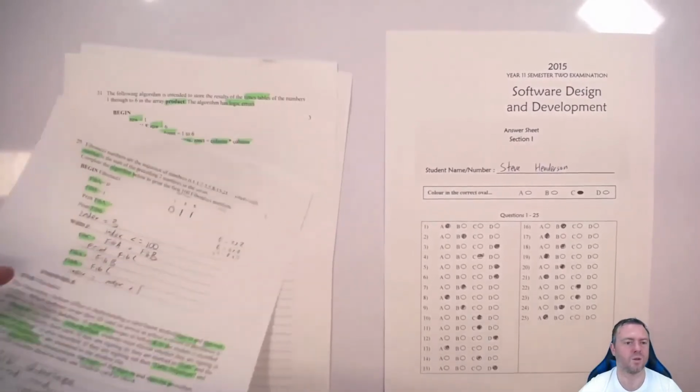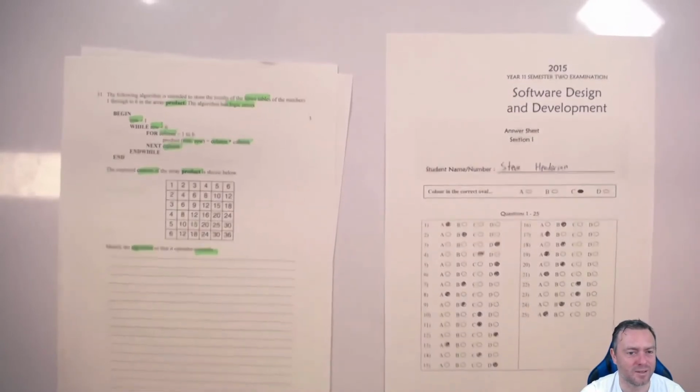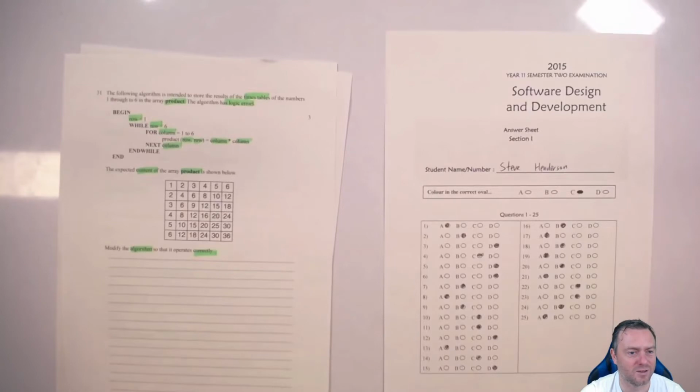Awesome. 2D arrays, here we go. So we're going to have something that stores the timetables of the numbers 1 to 6 into an array product, which has a logical error. So you begin, row is equal to 1, while the row is less than 6. So straight away I see a problem there. It should be less than or equal to 6.